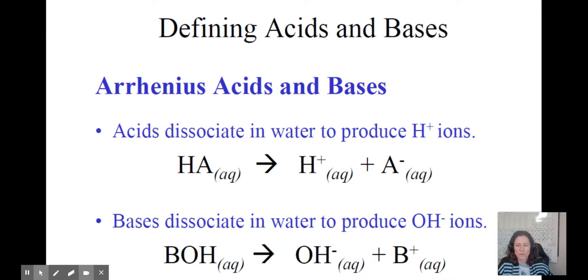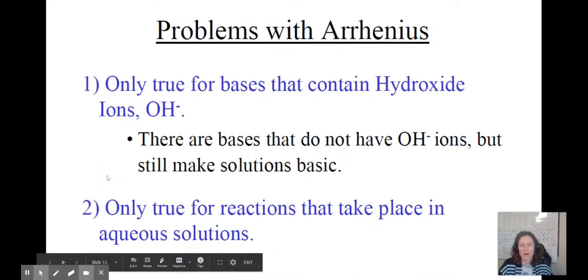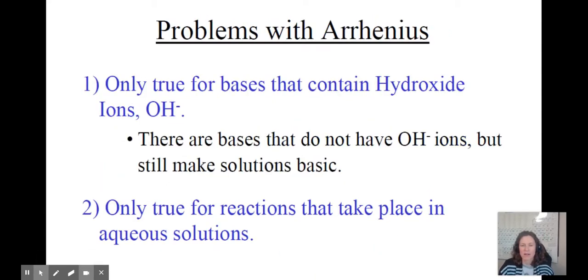So the first scientist to actually coin the term acids and bases, his name was Arrhenius. So you have a definition called the Arrhenius definition of acids and bases. And basically he said, if I'm an acid, when I go into water, I'm going to break up into H+ ions. If I'm a base, when I go into water, I'm going to break up into OH- ions. Well, that's simple enough. So that covers most acids and bases, but it doesn't cover all the acids and bases. There are some bases that don't have hydroxide ions. So we need a new definition.